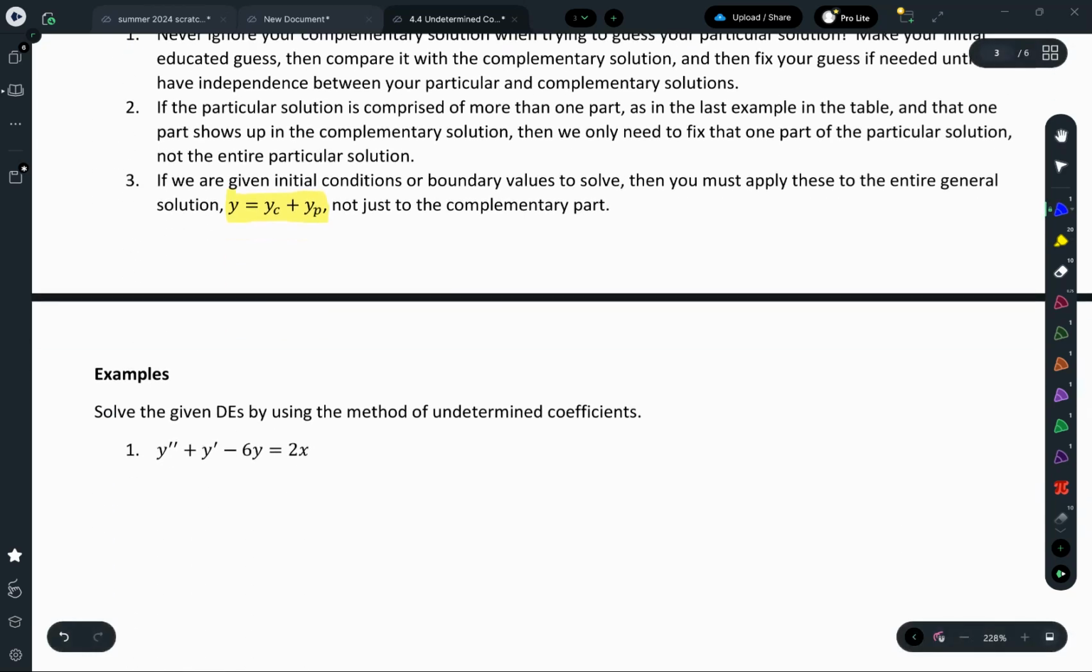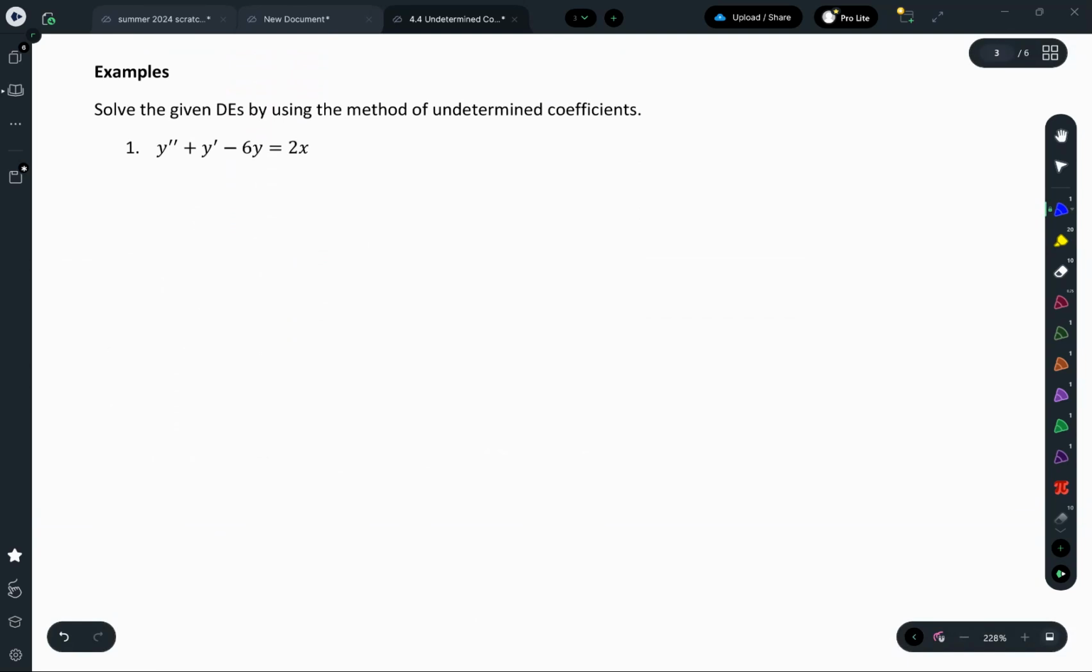All right, without further ado, let's go ahead and work through some examples. We're going to solve the given differential equations by using this method of undetermined coefficients. And keep in mind, this is a method that we are covering in this class. There are other methods that we do not cover in this class. Do not use them. Feel free to learn about them, but I don't want to see them on a test because that is not an objective of our course.